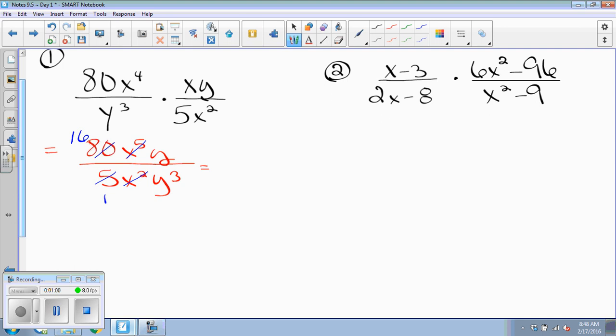And when we divide those, what do we get? X to the third. And does it go on top or bottom? On top. X to the third. Okay? And then this is y to the first power over y to the third. So when we reduce those, we get y to the second. And does it go on the top or bottom? It goes on the bottom. So what I have left is 16x to the third over y squared.